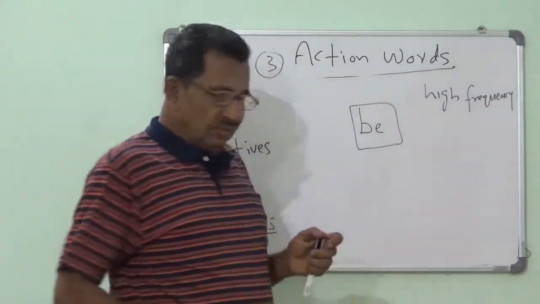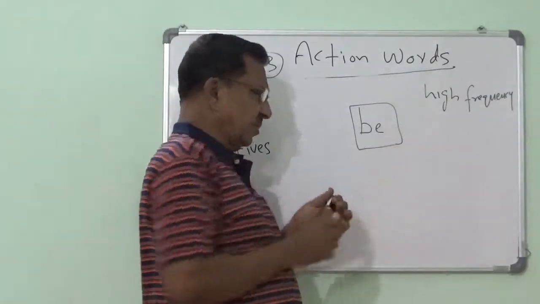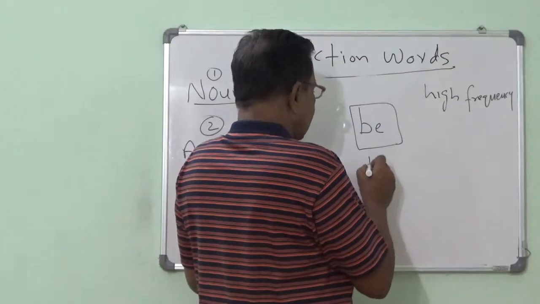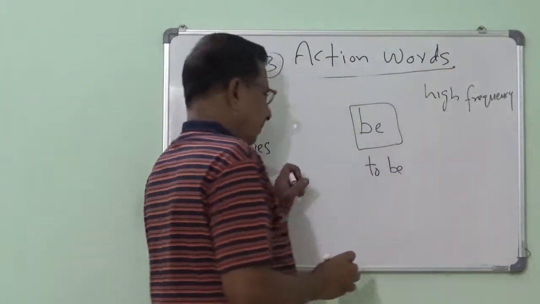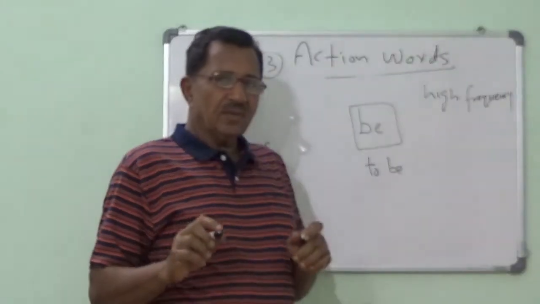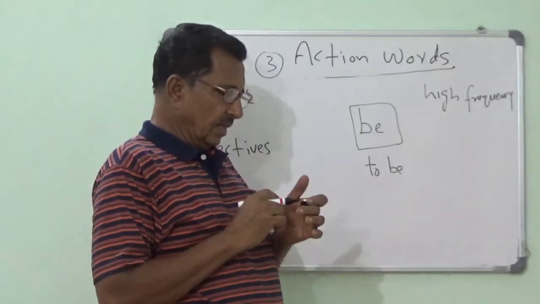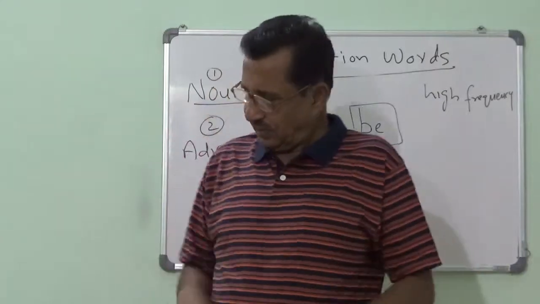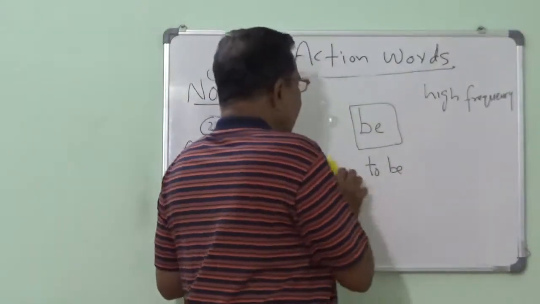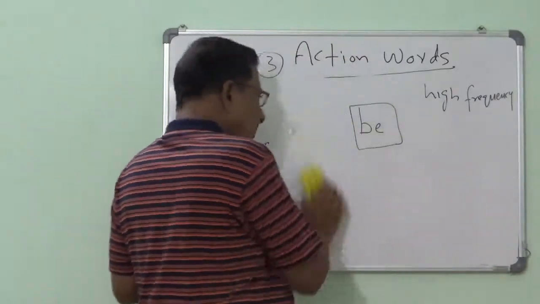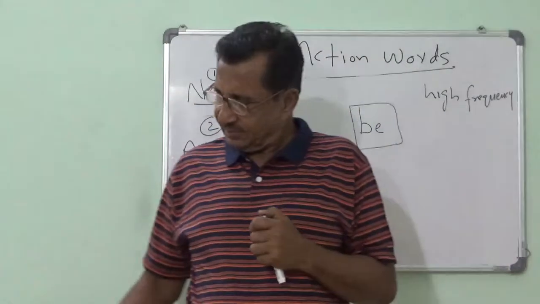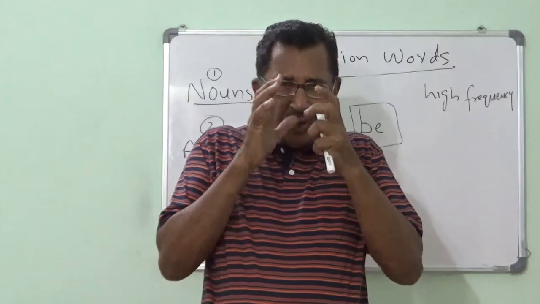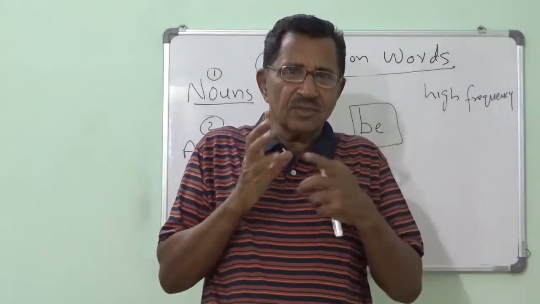So high frequency. Now this word, very small, B, E. Sometimes you will find it written in some books like this, to be. Same, be or to be. Only thing is that here it stands alone, here it stands with the support of to. Instead of making things complicated, let us say it is be. Now, what is so peculiar, so wonderful about this word, do you know?